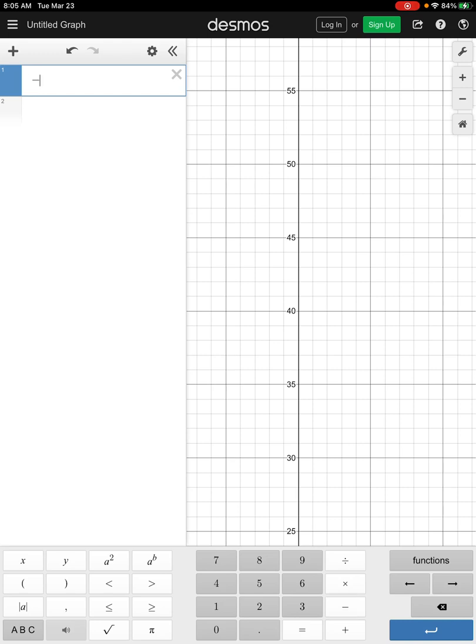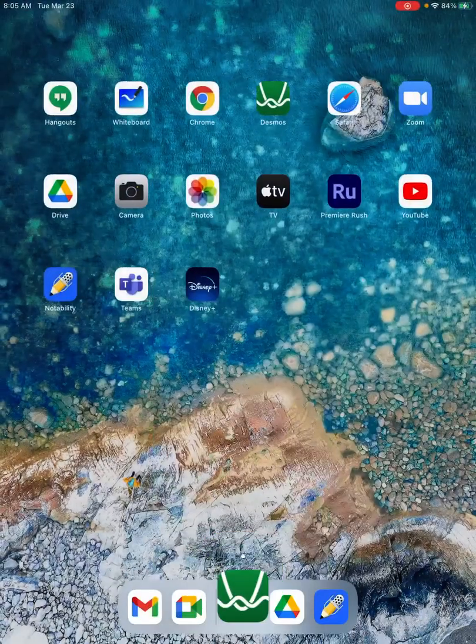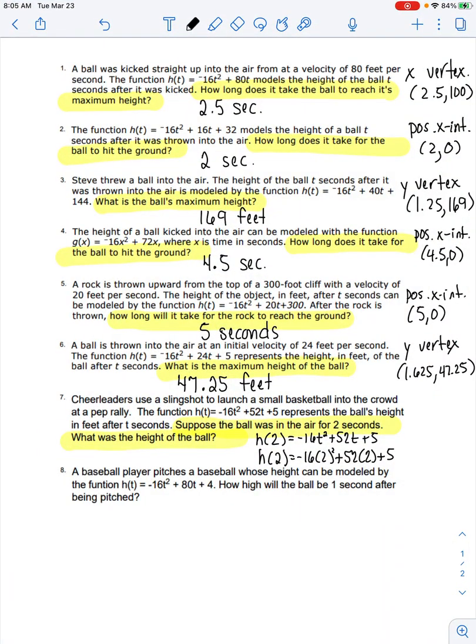So negative 16 times 2 squared plus 52 times 2 plus 5, and you get 45. So to answer the question, what was the height of the ball? 45, and when you read, it measures it in feet. So after 2 seconds, the ball will be 45 feet in the air.